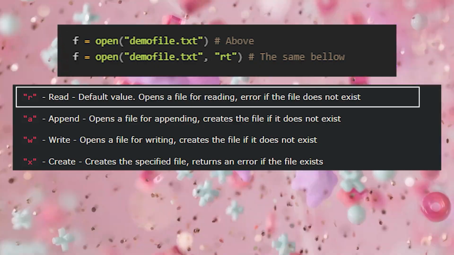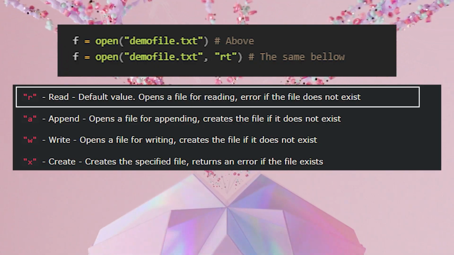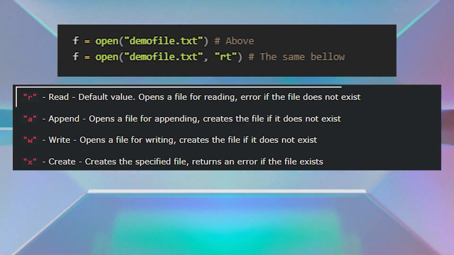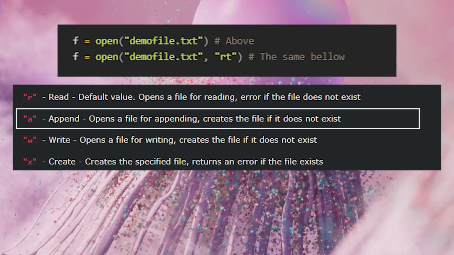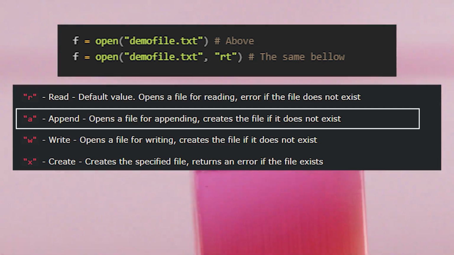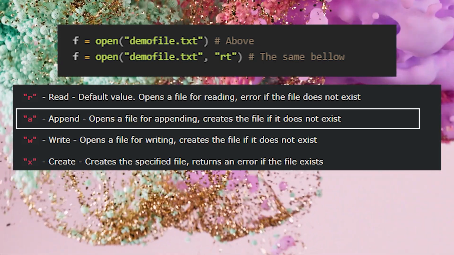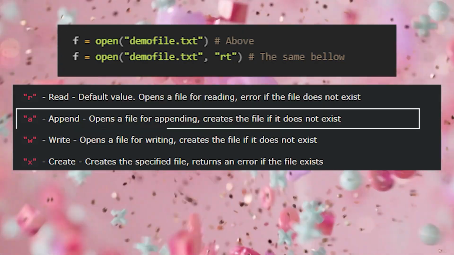It opens a file for reading and returns an error if the file does not exist or if the path is incorrect. Append opens a file for appending if it already exists. Otherwise, it creates a new file. To specify this mode, simply place an A after the file name.